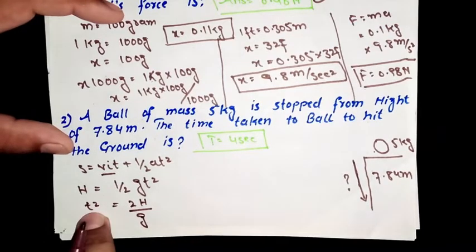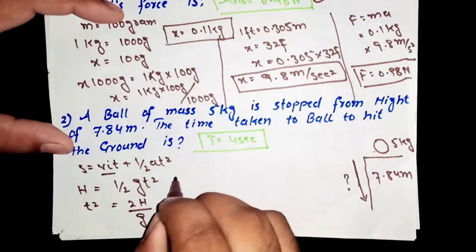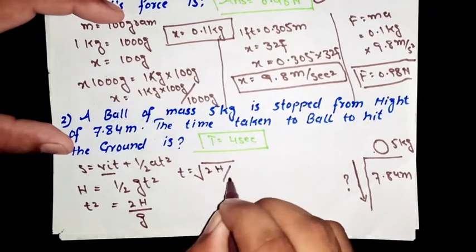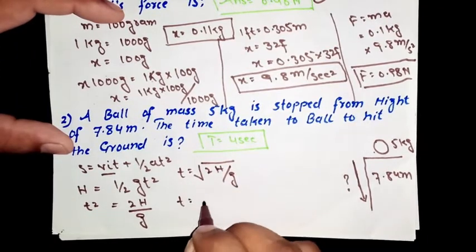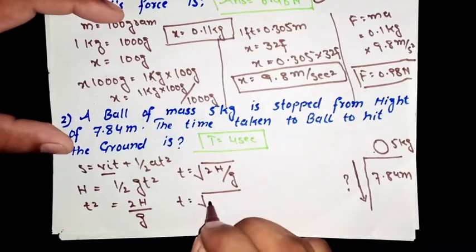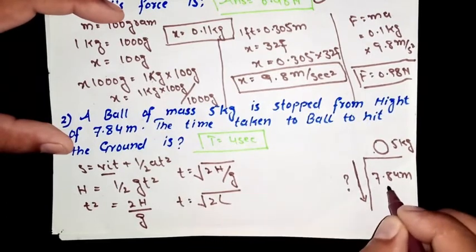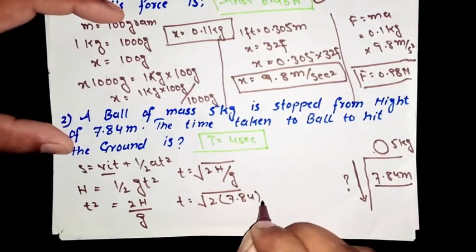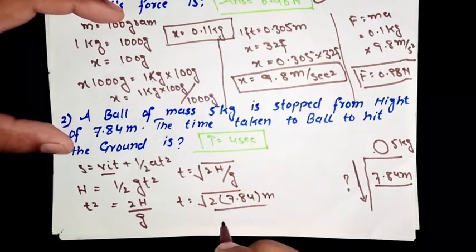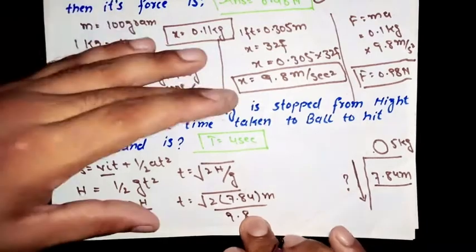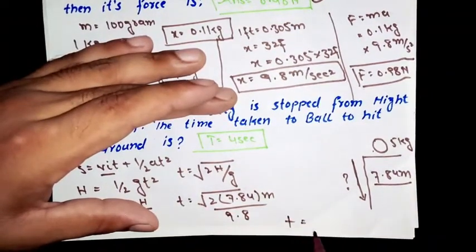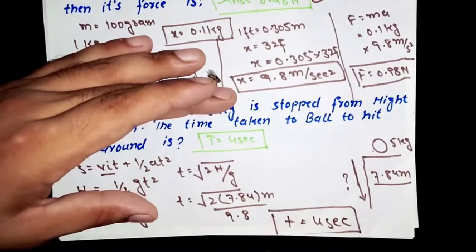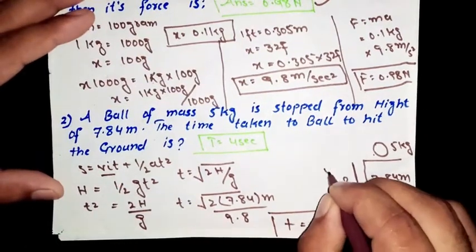In order to remove this square, we will take the square root. So t is equal to under root 2h divided by g. So now we will put the values in the above formula. So 2 into 7.84, the height given to us, we will put this in meters, divided by g, which is 9.8. So the time required to hit the ground is 4 seconds. The time required for the ball to hit the ground is 4 seconds.